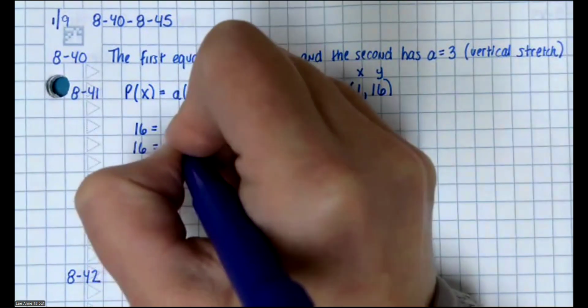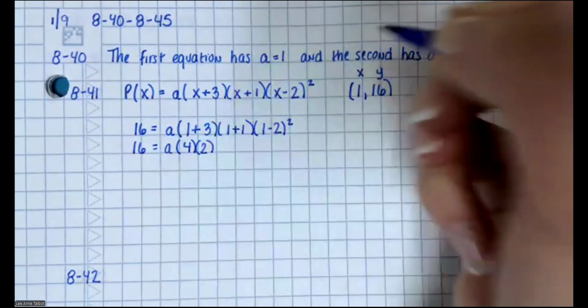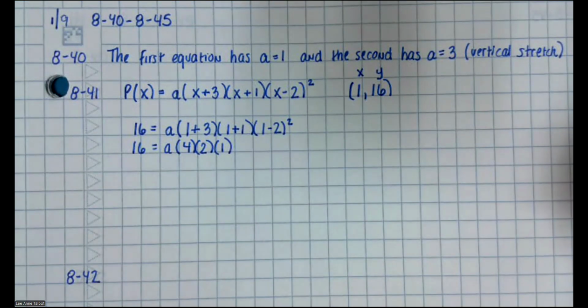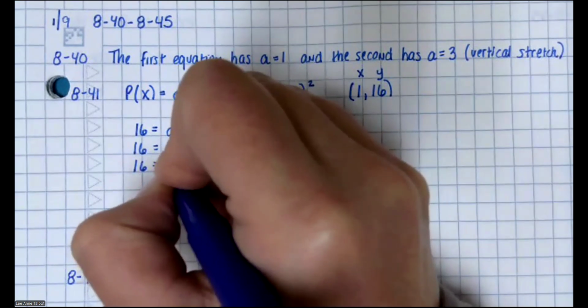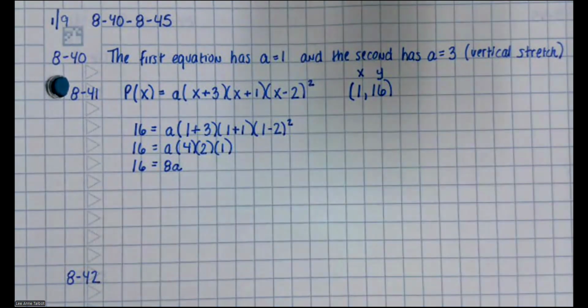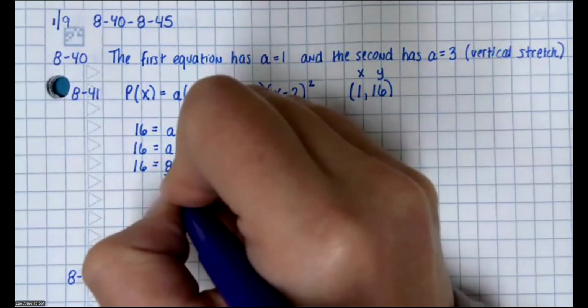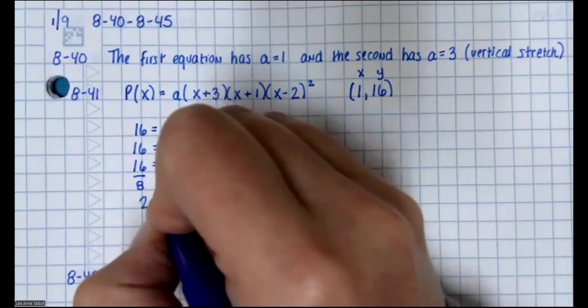16 equals A times 4 times 2 times 1. Everybody see where I got the 4, 2, and 1? You sure? Okay. 16 equals 8A. Divide by 8. 2 equals A.